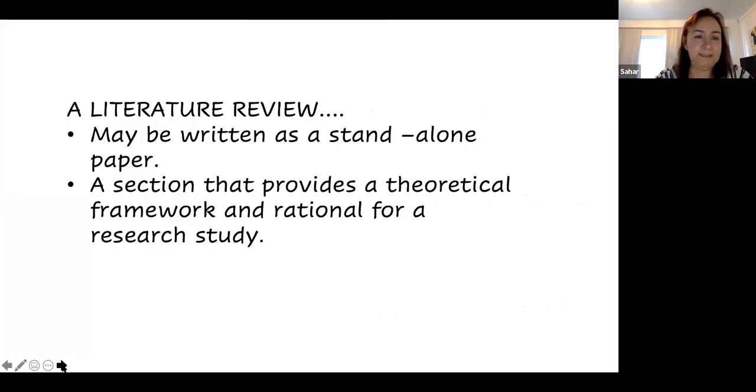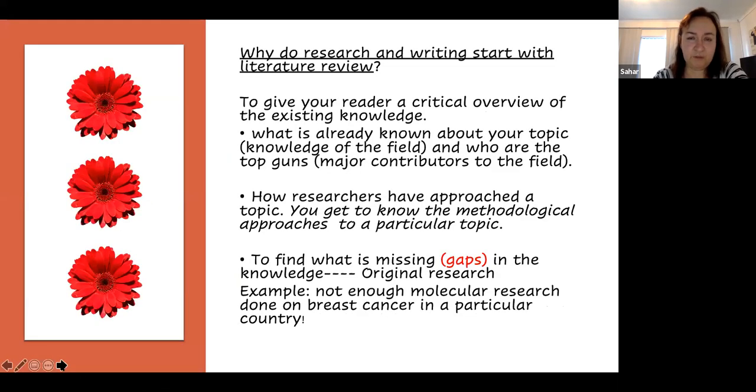So if we move to the next slide, the literature review, as I said, can be a standalone paper, and it can provide a theoretical framework for a research study. So why are we writing a literature review? It gives the reader a critical overview of the existing knowledge. As I said, you don't need to repeat what the others have said. And how the researchers have approached a topic will give you an idea on how to research a particular topic. So you will be able to access the methodologies that the others have used, and you can decide on what methodology is suitable for you.